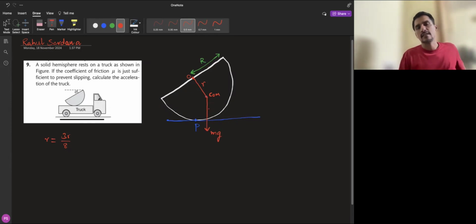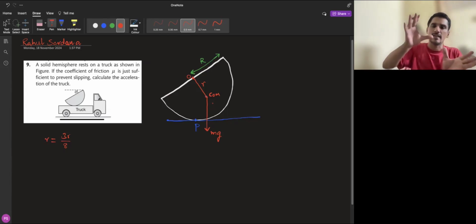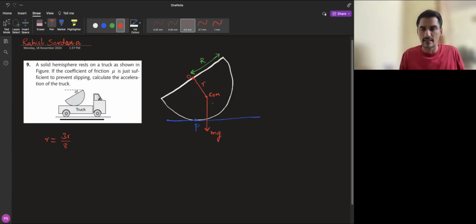And is there any other force to be observed here? Yes, definitely. Am I right? Definitely there is another force. That is the reason why the hemisphere is tilting to some extent. Why is it tilting? Because it is kept on a non-inertial frame of reference. This is a truck and its acceleration, let us assume it is A. So the solid hemisphere is a little bit tilted because of some other force. What is that other force? That is the pseudo force, right? So that pseudo force will act in this direction.